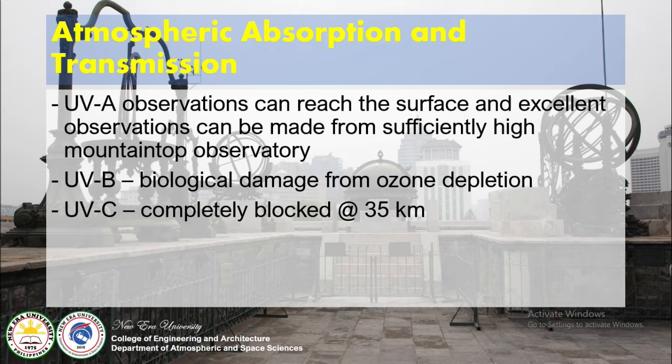And the other one is the UVB band, which is from 320 nanometers to 290 nanometers. It has biological damage from ozone depletion. Although we can observe this, again it must be from a sufficiently high mountaintop observatory. Since it has biological damage from the ozone depletion, it means that we can observe this band outside the ozone. Now we know that the ozone layer is between the troposphere and the stratosphere, so we should reach that height in order to conduct these types of observation. And last, the UVC band, which is completely blocked at 35 kilometers above sea level.